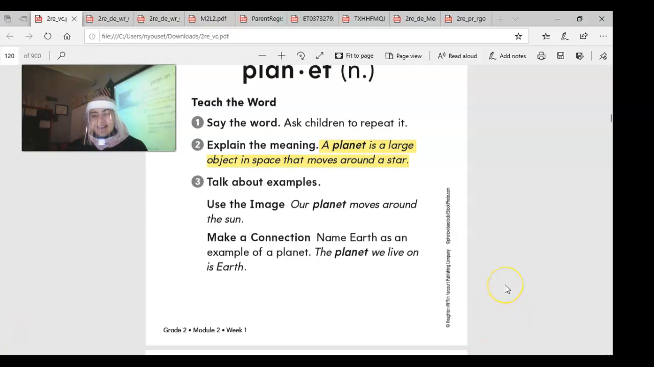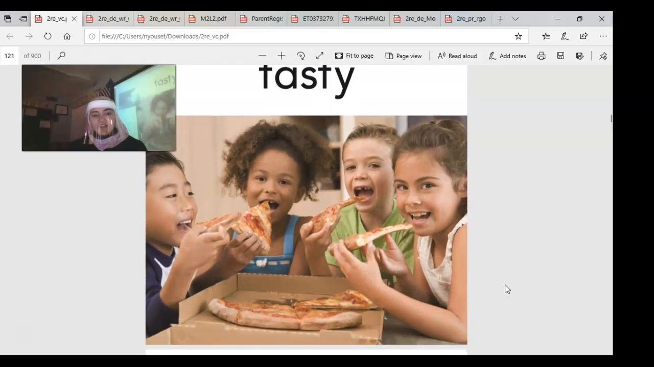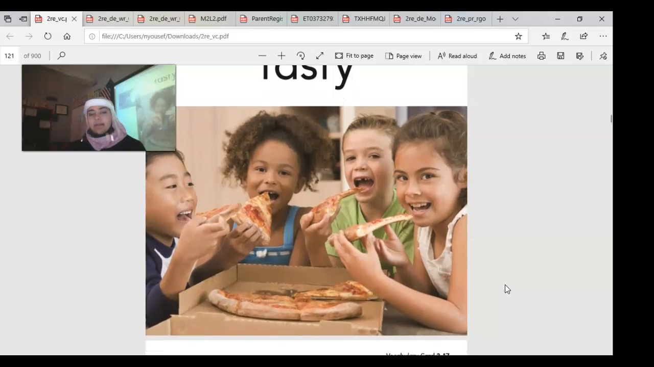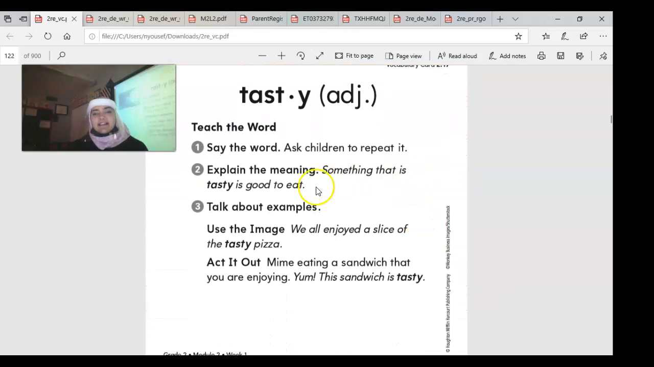Okay, last one is tasty. Tasty. Let's look at this picture. What's happening in the picture? What do you guys think tasty means? Good. If something is yummy, maybe it's tasty. What are they doing in this picture, Jacob? They're eating pizza. Very good. Okay. So something that is tasty is good to eat. Go ahead and write that down. If you need some time, pause the video now.